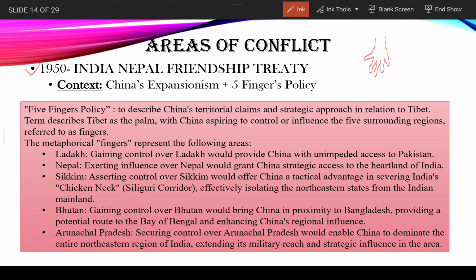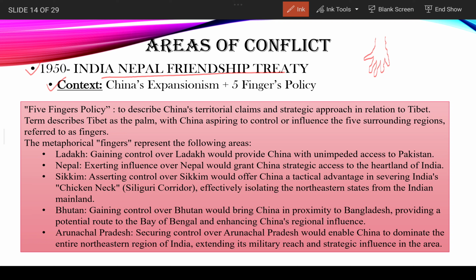Okay. So the first area of conflict or the bilateral issue which is there between the two countries is the 1950 India-Nepal Friendship Treaty. Okay, so let's first talk about the treaty, its provisions, and then we will talk about the issues which are associated with this treaty.